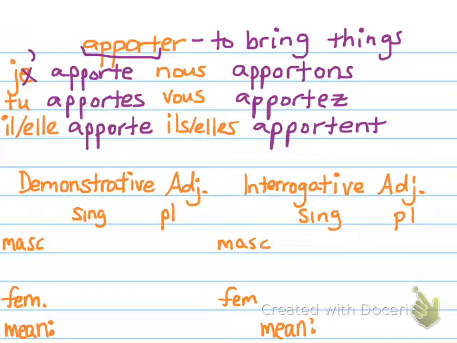In this lesson also were the demonstrative adjectives. The demonstrative adjectives mean this, that, or these.